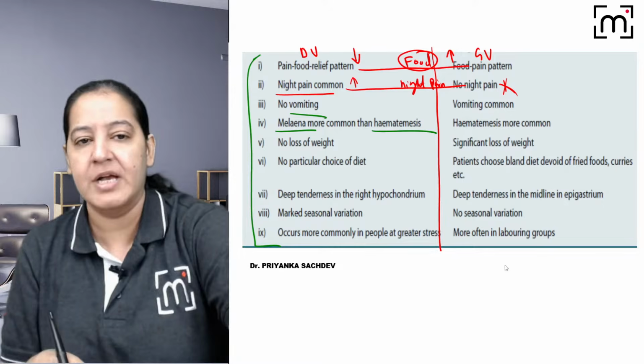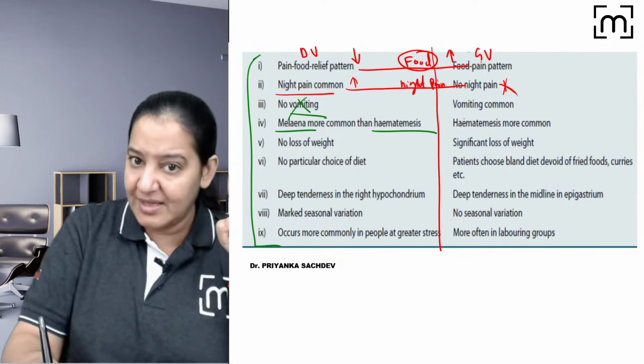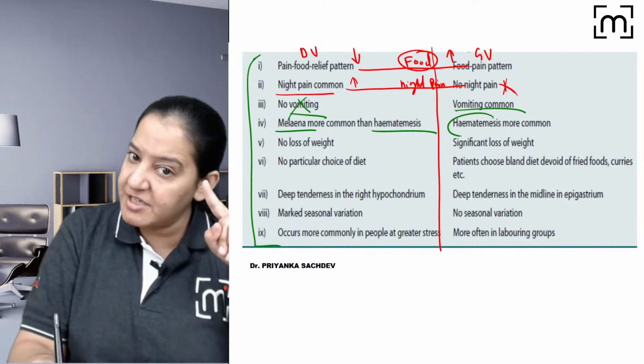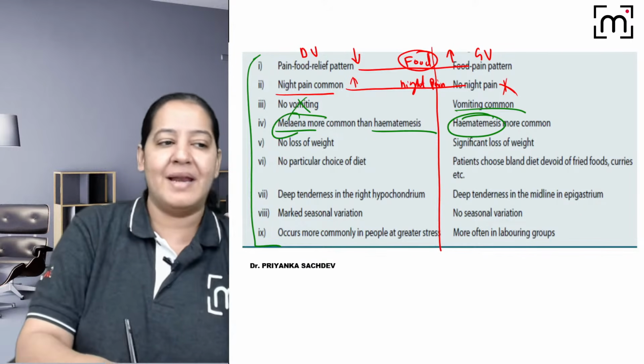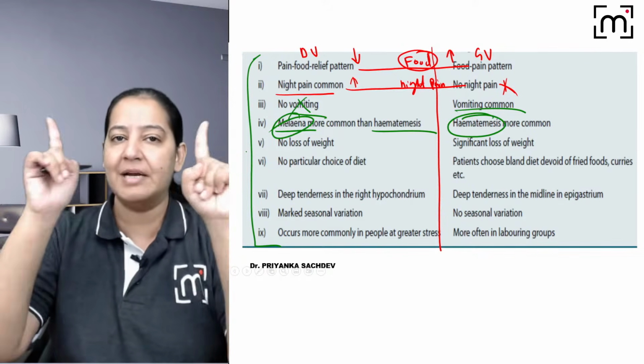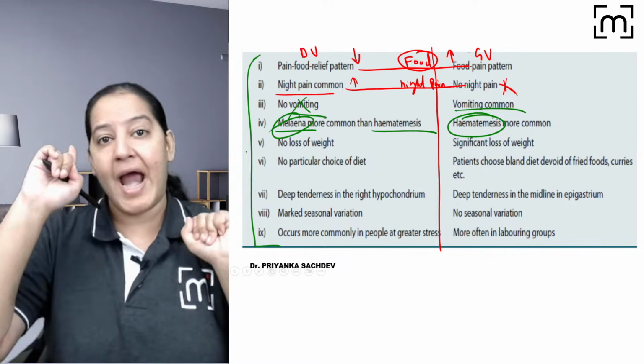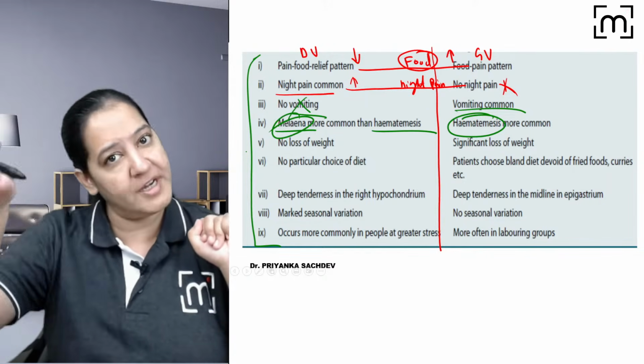Give me a thumbs up if you got it. So here vomiting is not very common. In gastric ulcer it is common. In gastric ulcer, hematemesis is common, but in duodenal ulcer, melena is common. I want thumbs up from everyone. You got the meaning of hematemesis and melena? Hematemesis is blood in vomiting, common in gastric ulcer, and melena is blood in stool, common in duodenal ulcer.